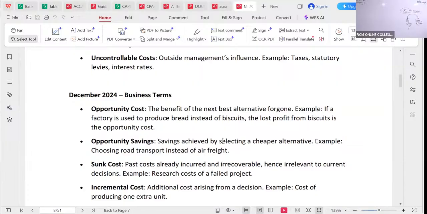Example, choosing road transport instead of air freight. Sunk costs, these are past costs already incurred and irrecoverable, hence irrelevant to current decisions. Incremental costs, these are additional costs arising from a decision. Example, cost for producing one extra unit.